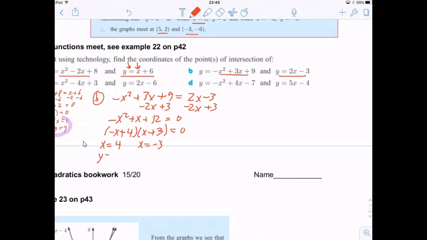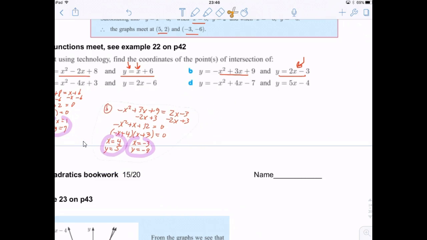And then I can find the y values here by taking 4, and I'll plug it back into the original line equation. So I can put 4 in there, and I'm going to have 2 times 4, which is 8, minus 3, which is 5. Then I'm going to put negative 3 in here, and then I'll get negative 6 minus 3, which is negative 9. Okay. So these are the two possible coordinate pairs which make both the quadratic and the line equation in part B true at the same time.